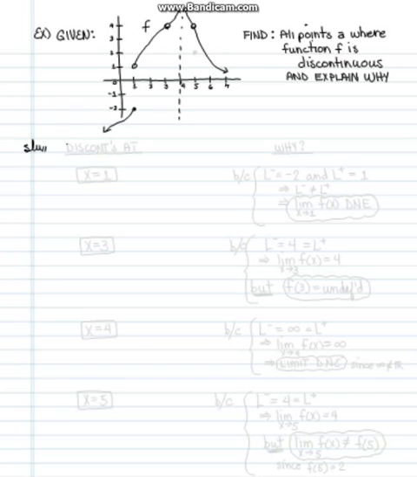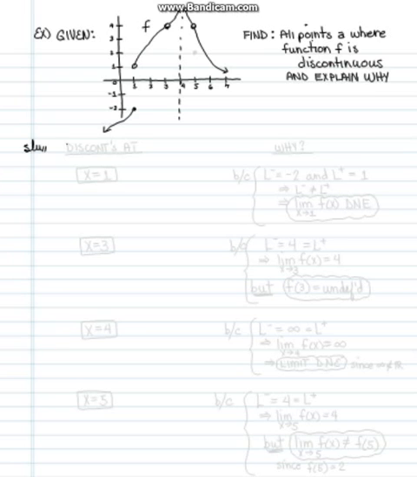Here we're given a graph with lots of jumps and holes in it, and we're asked to find all the points where the function is discontinuous and to explain why. Take a look at this graph. We have this big jump at x equals 1. We have a hole at x equals 3. We have a vertical asymptote at x equals 4. And at x equals 5, we have another hole. And what I forgot to draw, which I'll draw in a moment, is a little point at x equals 5, but it's not in that open gap, it's elsewhere.